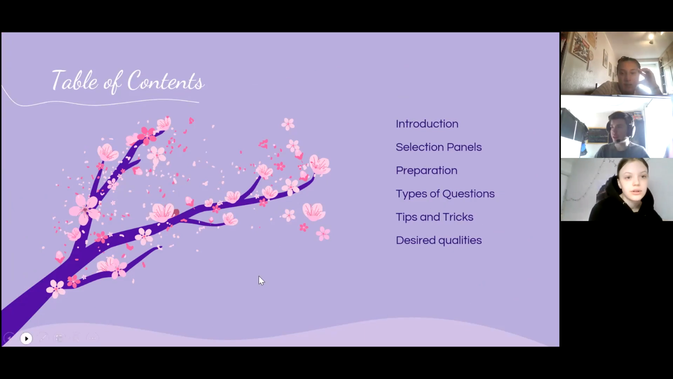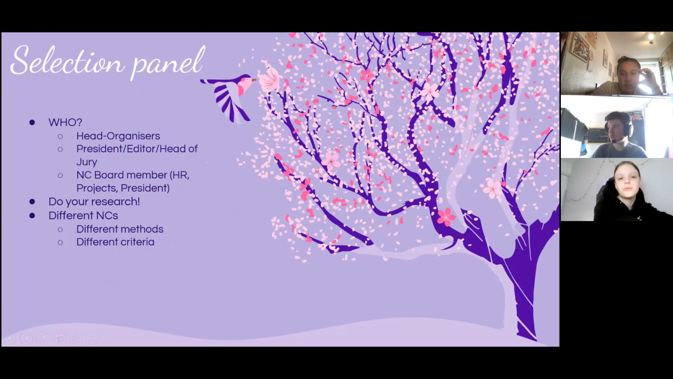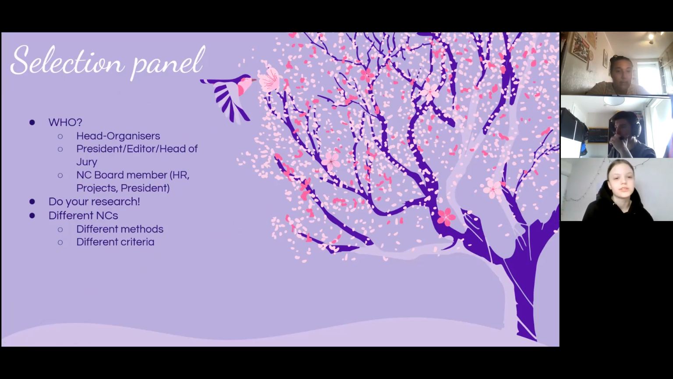So let's start with the selection panel. The selection panel can consist of different people. It really depends on the NC and the role that they are calling for. But usually the head organizers are there, depending on what team it is. If it's a vice president panel, then the president will be there. If it's a media team member panel or EA panel, the editor will be there, and so on. And there is also always an NC board member.